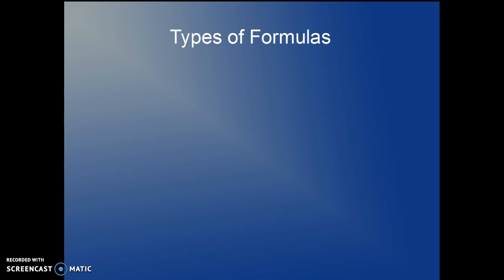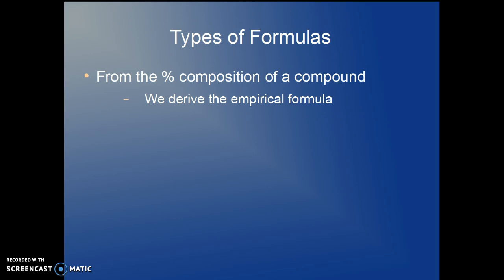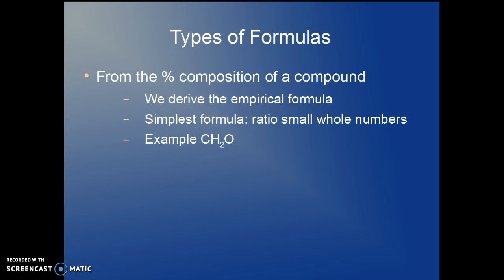Let's recall the types of formulas that we will run into. From the percent composition of a compound and the atomic mass of the elements that make it up, we get the empirical formula. That's the simplest formula. It's a ratio of small whole numbers. For example, for all of the carbohydrates, the formula is CH2O. Now, there is no such thing as CH2O as a carbohydrate, but that's the simplest formula of, for instance, glucose.